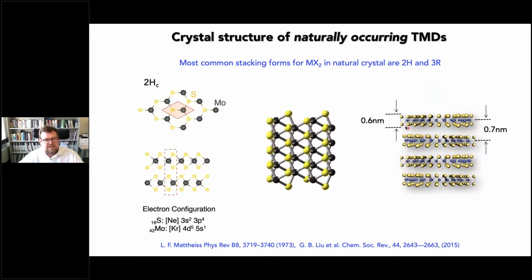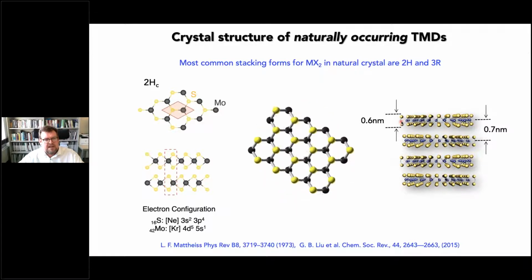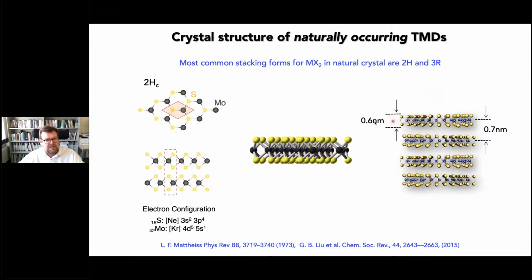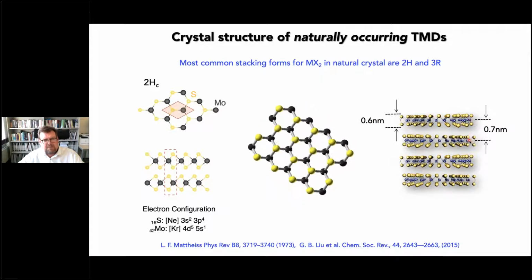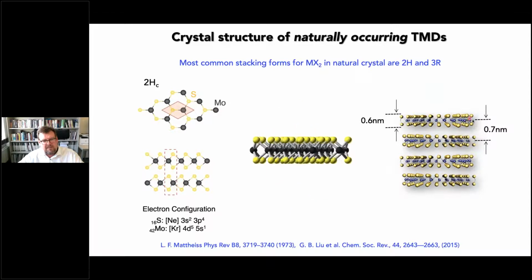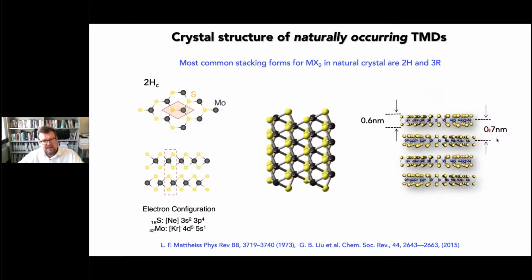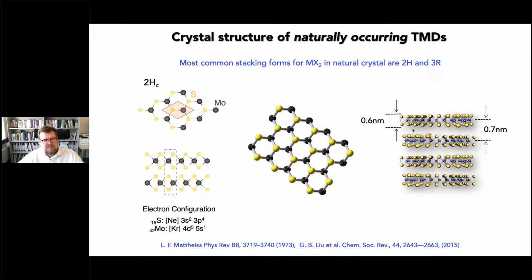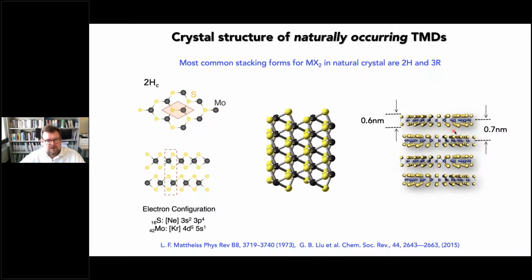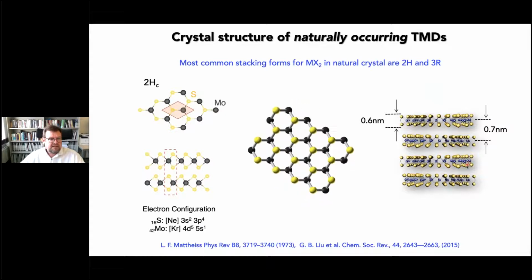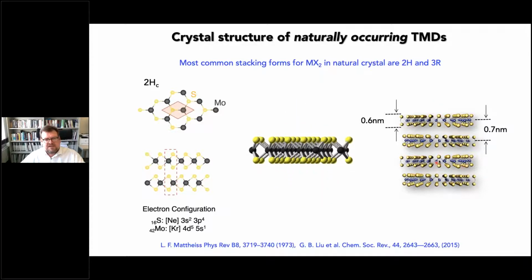So to give you some numbers, the thickness of one layer of these crystals is about 0.6 nanometers, and the van der Waals gap between the middle of one layer and the middle of the other is about the same kind of number. It's a little bit more because, of course, there has to be some Coulomb interactions here to make the van der Waals bonds between the two layers. Now, that's the crystal structure.